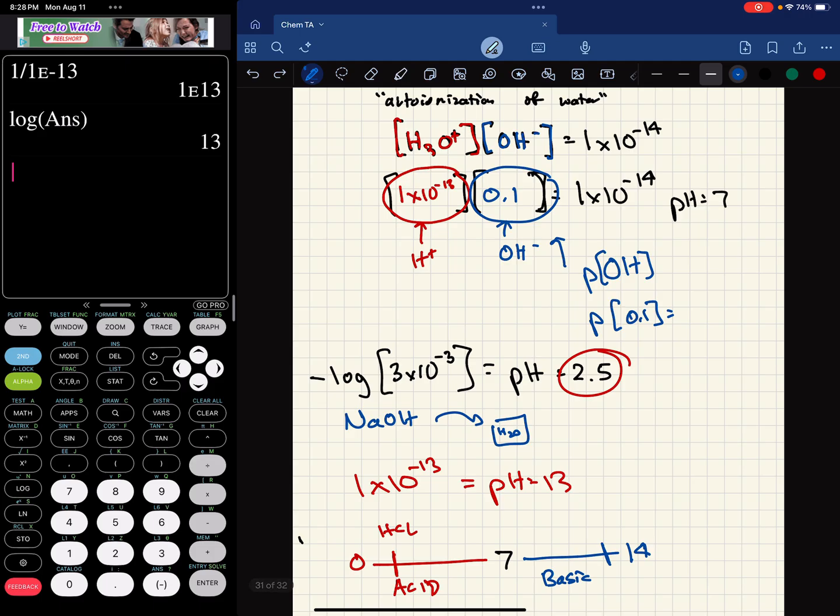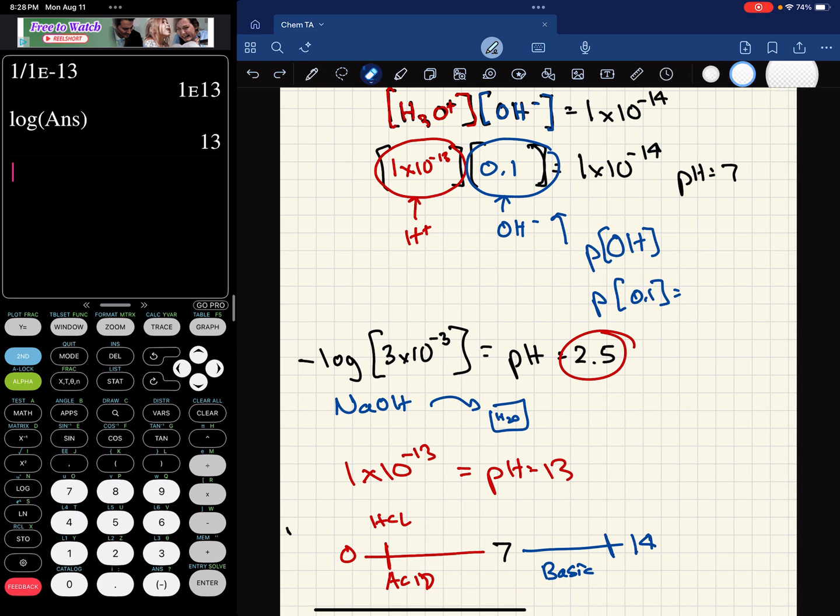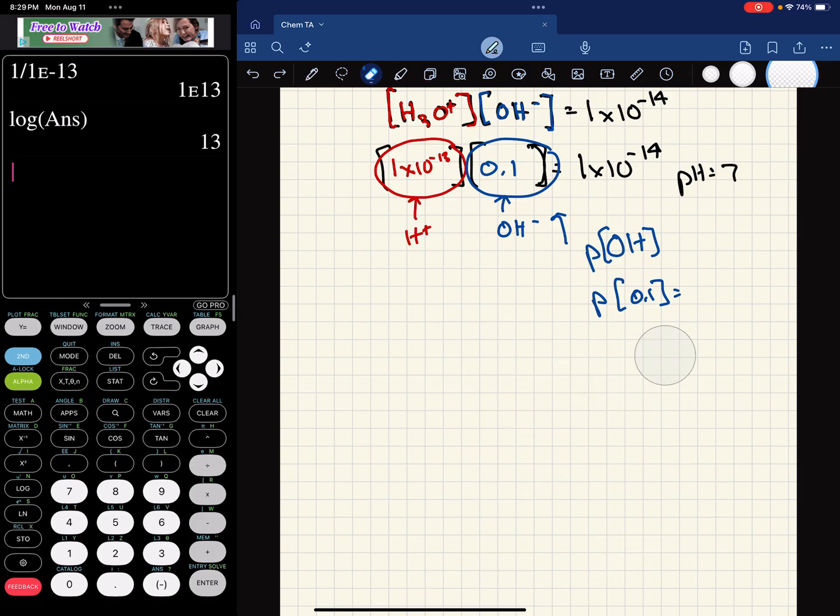I know you know what these are. A lot of solutions like bleach and cleaning solutions are bases, right? So these are part of your everyday life, and you're learning about them now. Okay, so here's the gist of what I want to get to.